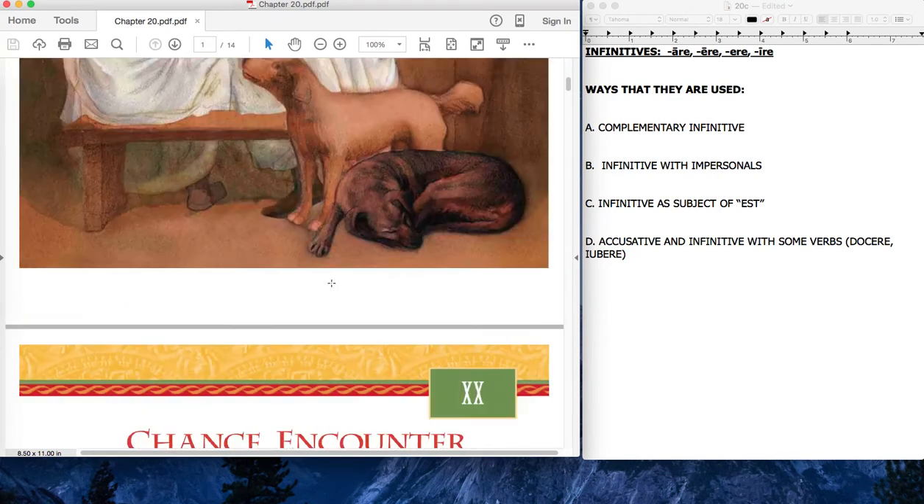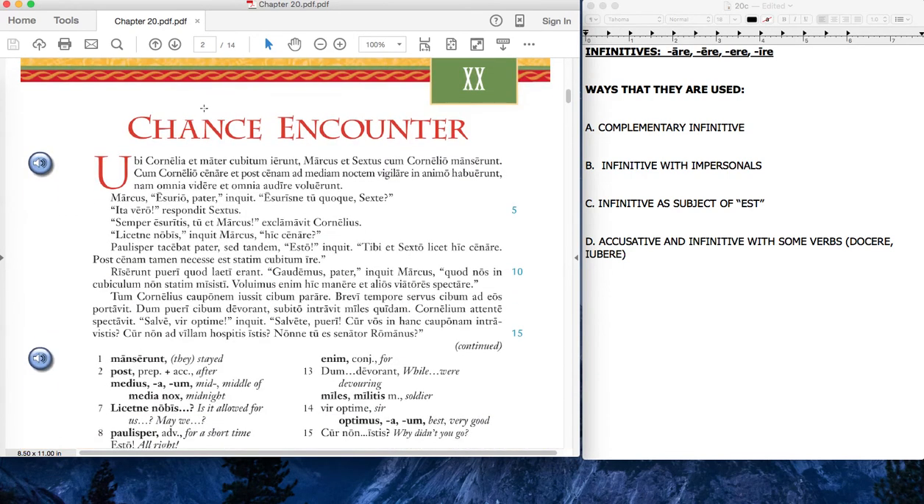So 20C asks you to go back and look at the story. So if we look over here now, we look through the story again. When we're looking for infinitives, we're looking for endings like are, ere, ere, and ire. Those are the four conjugations of verbs and how they end as infinitives. So if we scan the ends of words, we can see our first one is right here, canare. So then you consider the sentence and then you try to fit it into one of these four categories here: complementary infinitive, infinitive with impersonals. And again, licet and necesse est are the impersonals that you've seen. So let's see which one it fits with here.